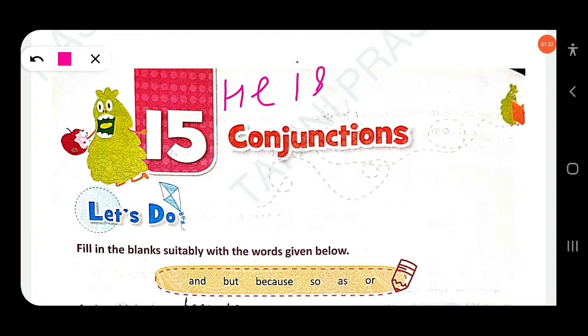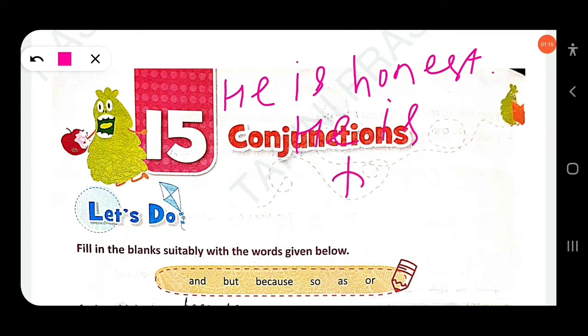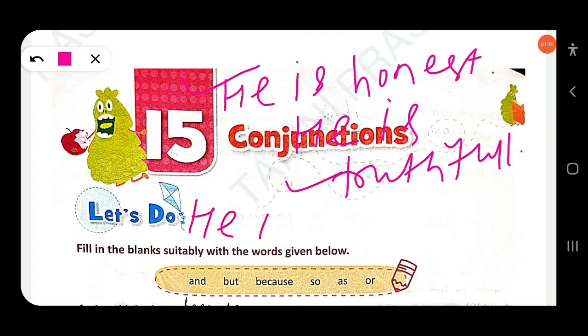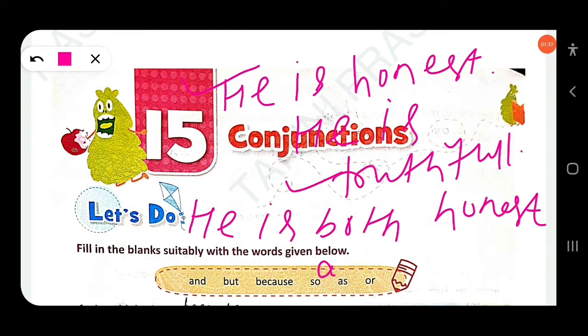He is honest. He is truthful. Here there are two sentences: He is honest and he is truthful. Now you have to join the two sentences by using a conjunction. So, he is both honest and truthful.